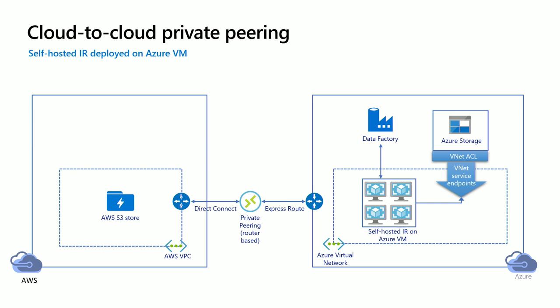Similar to the previous one, if it's between clouds, while there's a private peering in between, like the previous customer case I mentioned, they use Azure ExpressRoute and Amazon Direct Connect to establish a private channel. In this kind of topology, you can also choose to provision the self-hosted integration runtime in an Azure VM. Then it will connect back to Amazon using that private channel, then right to the Azure data stores.